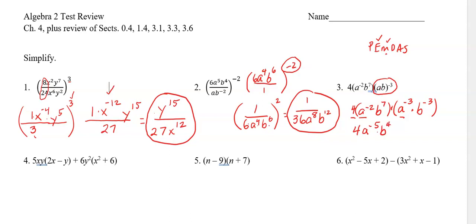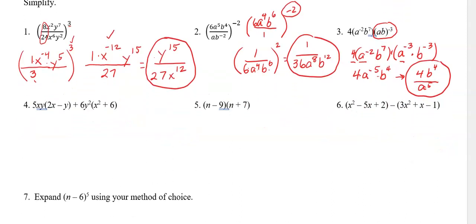So the only one of these three terms, the constant and the two variables, that needs changing is this a to the negative 5. So 4 times b to the 4th remain like they were, but to fix this negative exponent, I'm going to send it down to the denominator, and then it changes the exponent to positive. There's my answer for number 3. Okay, so going to 4, 5, and 6.